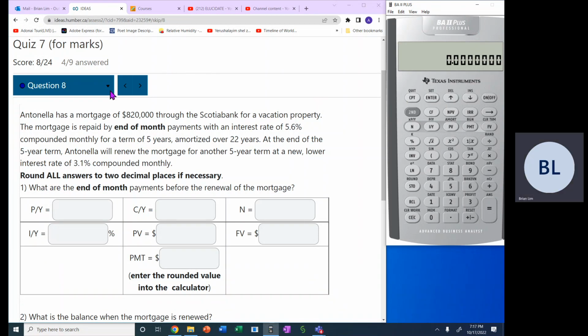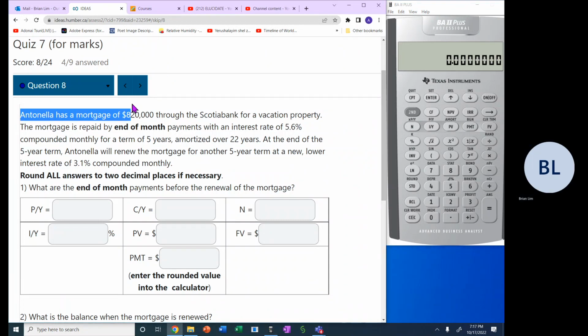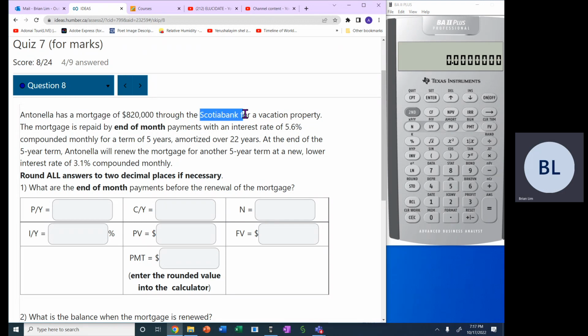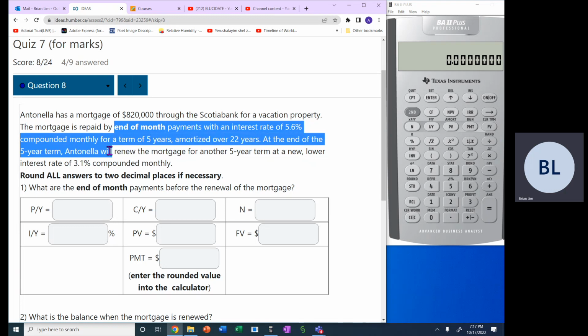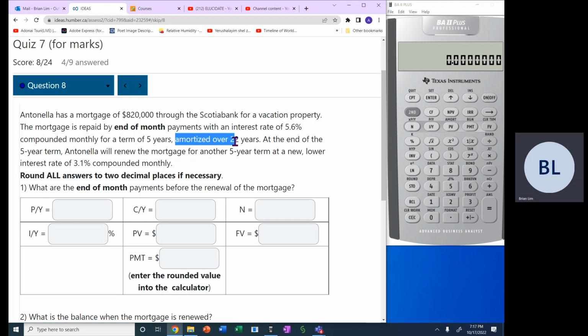Okay, quiz 7, question 8. Antonella has a mortgage of $820,000 through the Scotiabank for a vacation property. The mortgage is repaid by end of month payment with an interest rate of 5.6% compounded monthly for a 5-year term, amortized over 22 years.